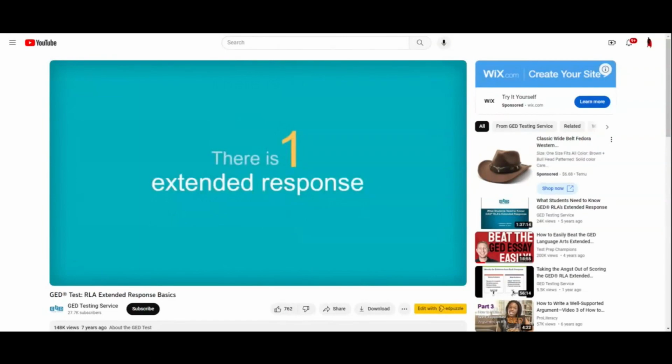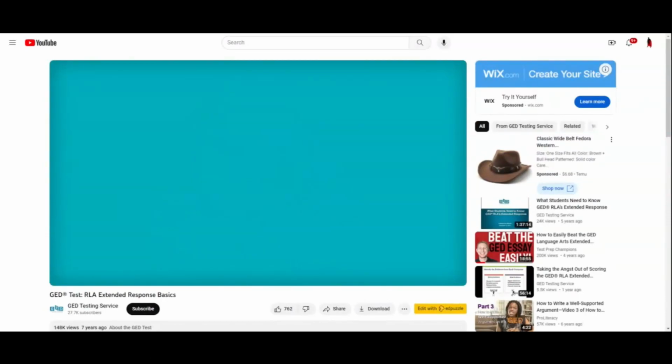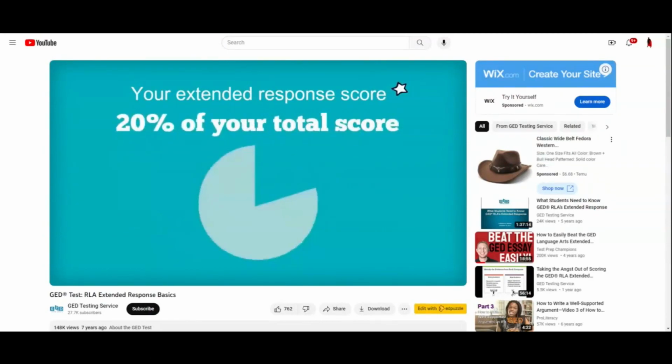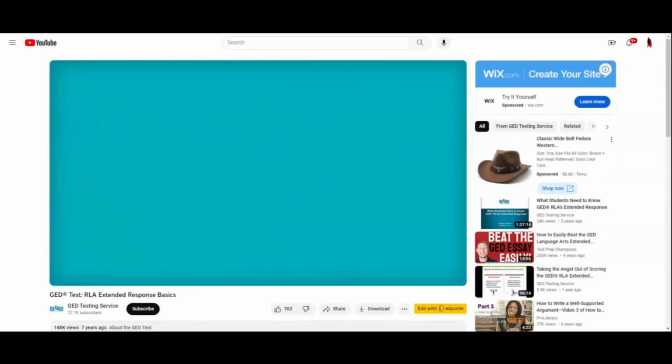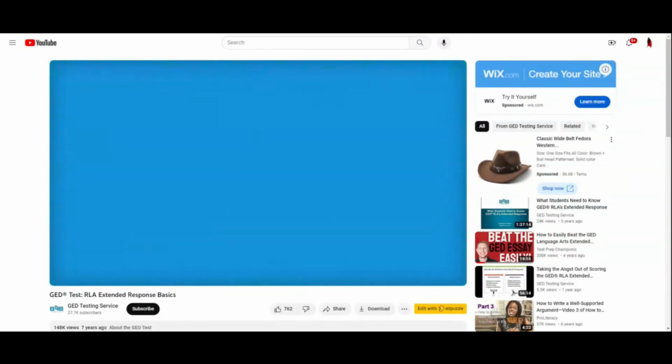There is one extended response on the GED test. It's on the Reasoning Through Language Arts section of the test, called RLA for short. The score that you receive on the extended response makes up about 20% of your total score for that test subject. That means a high-scoring response could make all the difference when it comes to whether you pass the test.